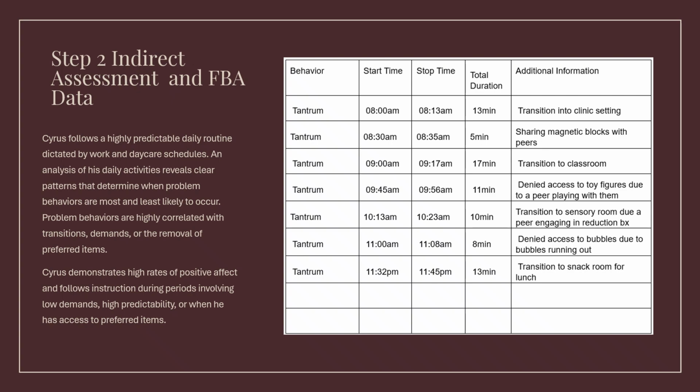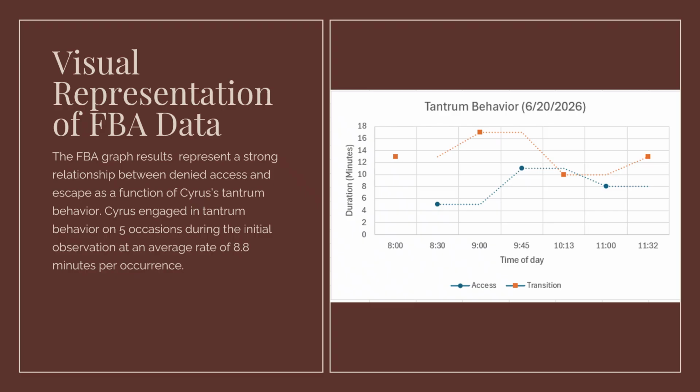Step 2 was to evaluate the indirect assessment results and take the FBA data. The data from our FBA determined that on average, Cyrus engaged in tantrum behavior for 8.5 minutes per occurrence. Here's a visual representation of that FBA data, and you can see that it represents a strong relationship between denied access and escape as a function of Cyrus's tantrum behavior.